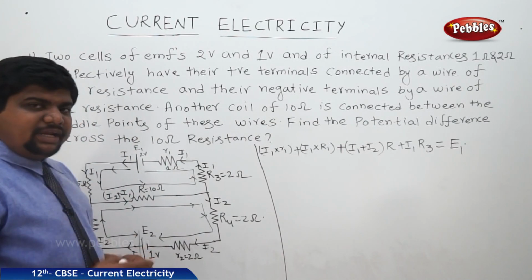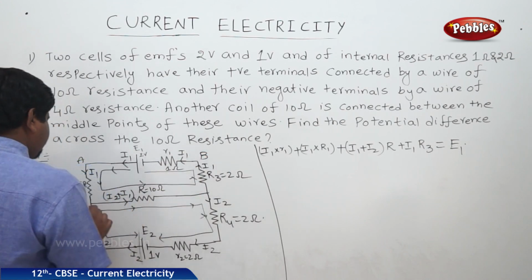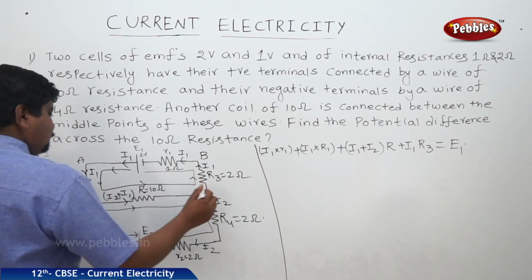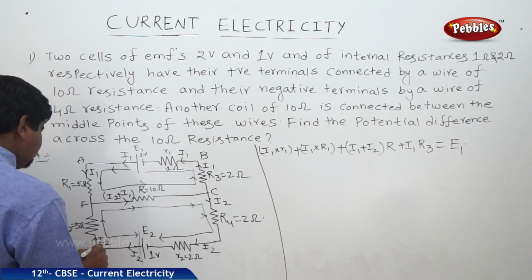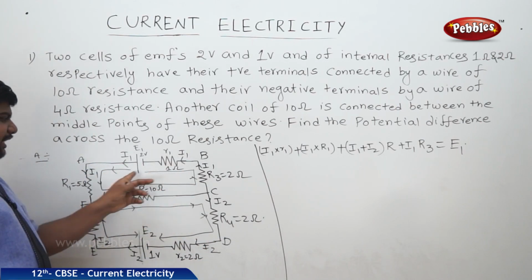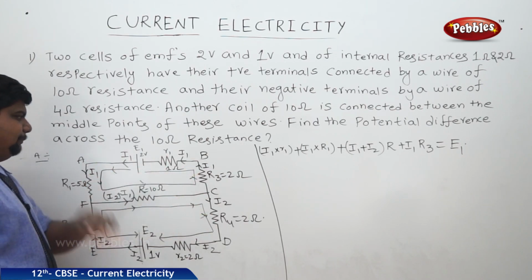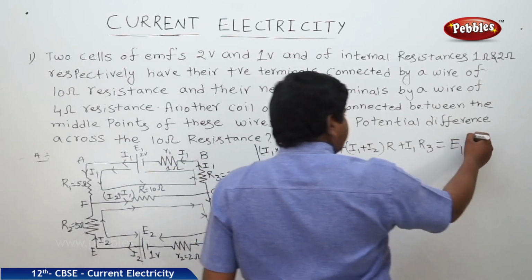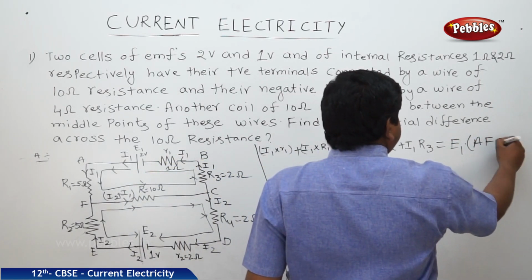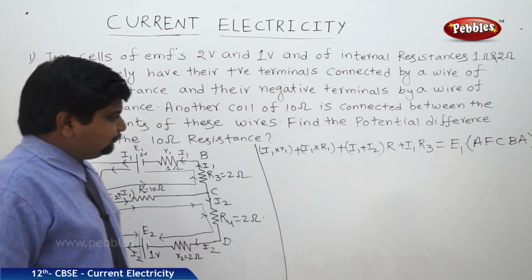Now it is better to name the paths. AB, FC, ED. Now I am drawing the path from AF, CBA. AF, CBA. A to A via FCB.